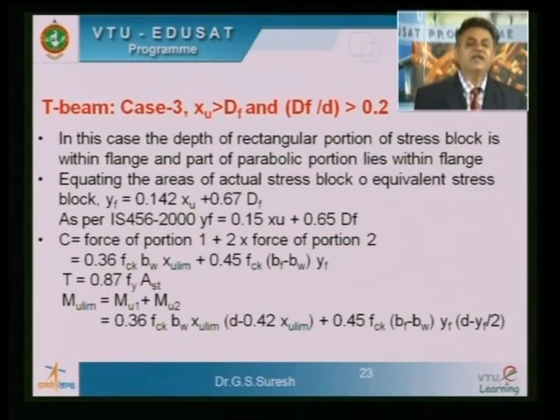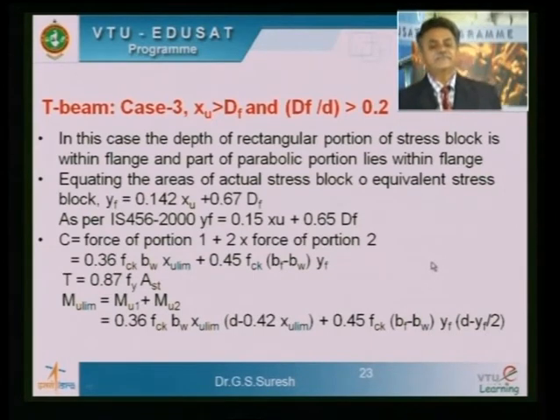T is 0.87 into FY into AST, and I calculate MU lim by taking the rectangular moment of resistance plus the flange, wherein for the flange I use YF. This is case 3.